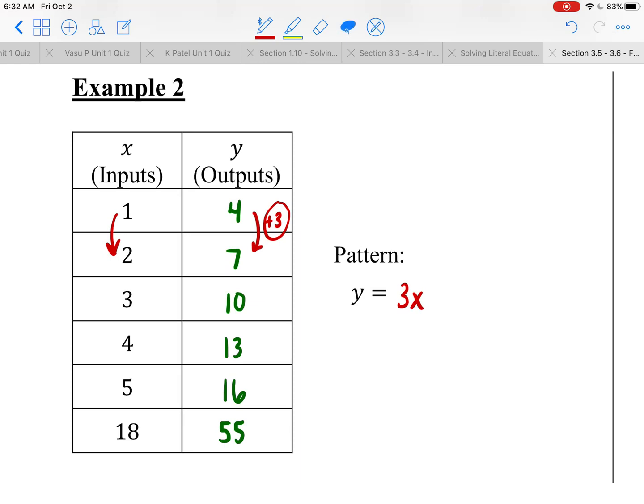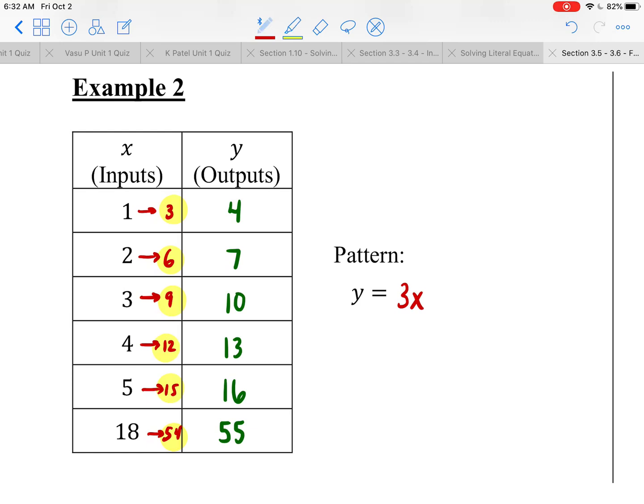That's not the whole pattern. People are like, Mr. T, really? You think 1 times 3 is 4? But usually on problems like these, you multiply by something and then you add or subtract after you multiply. So if we multiply by 3, 1 would turn into 3, 2 would turn into 6, 3 would turn into 9, 4 would turn into 12, 5 would turn into 15, and 18 would turn into 54. When you multiply by 3, it gets you closer to the number on the right.